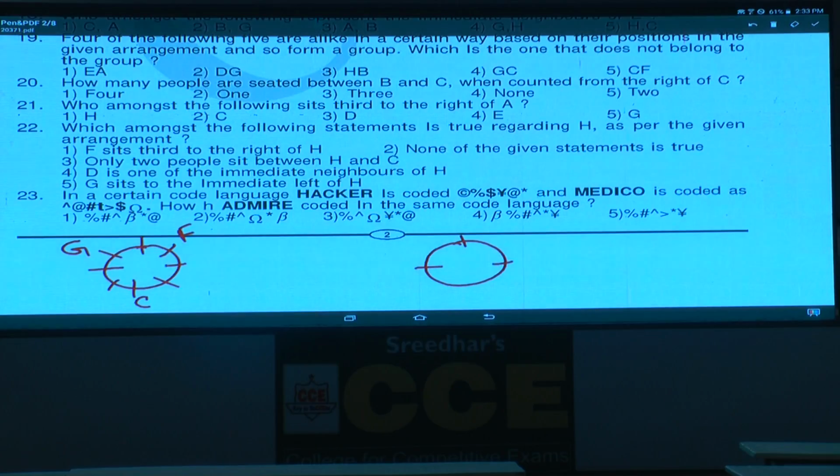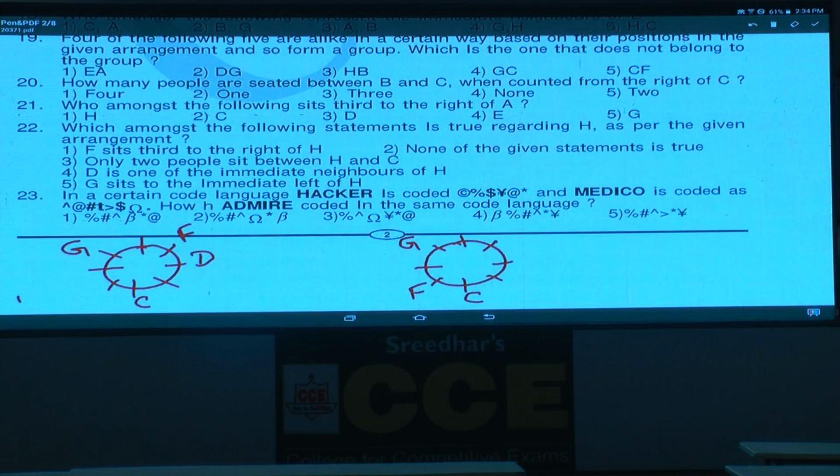1, 2, 3, 4, 5, 6, 7, 8. Now C is here and G is here. One person between G and F. F can be to the right hand side of G. And G sits third to the left of C. Only one person between G and F. D sits to the immediate left of F.